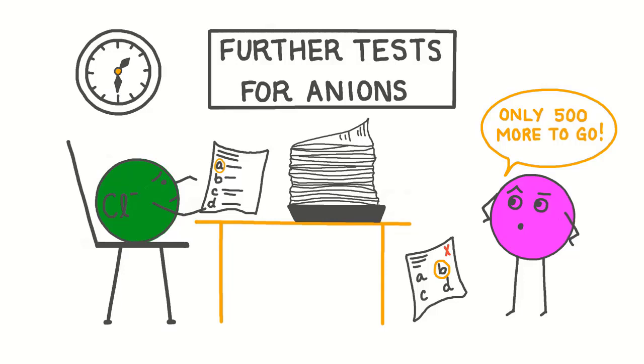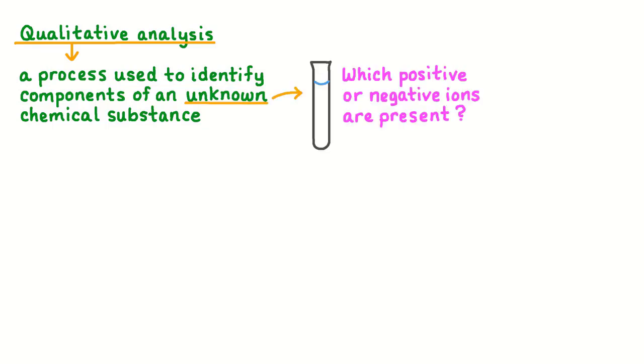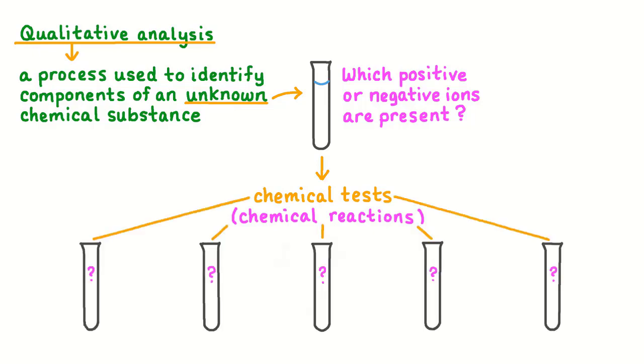In this video, we will learn how to identify a selection of aqueous negative ions based on their reactivity and the color and solubility of their salts. In chemistry, qualitative analysis can be used to determine the identity of an unknown chemical. We can use chemical tests to identify the different positive and negative ions present. During a chemical test, a chemical reaction will take place, and we might observe a number of different changes.